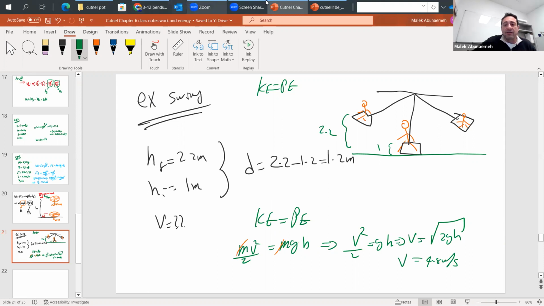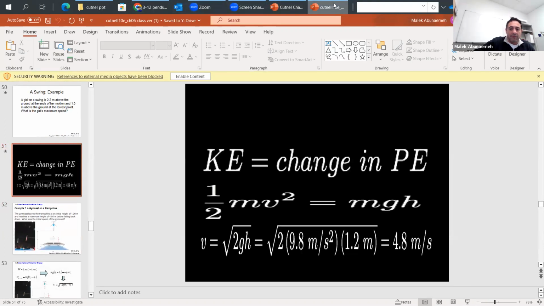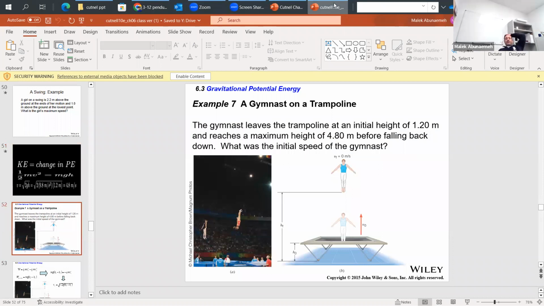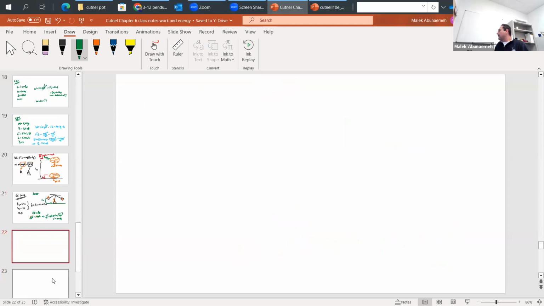All right, let's do another question. Perfect. So you have a gymnast that leaves the trampoline at an initial height of 1.2 meters and reaches a maximum height of 4.8 meters before falling back down. What was the initial speed of the gymnast? All right, let's go ahead and solve this. So this is going to be example 7 in our notes.